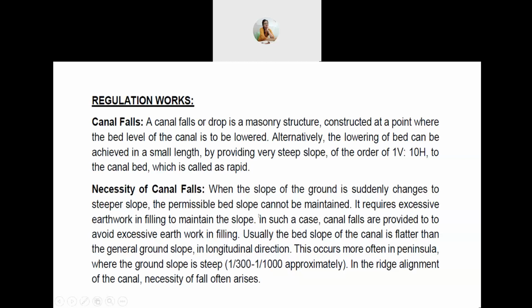Next, necessity of canal falls. Why do we need canal falls? When the slope of the ground suddenly changes to a steeper slope, the permissible bed slope cannot be maintained. It requires excessive earthwork in filling to maintain the slope. So in such a case, canal falls are provided to avoid excessive earthwork in filling. Usually the bed slope of the canal is flatter than the general ground slope, that also in the longitudinal direction. This occurs more often in peninsulas where the ground slope is steep. In the ridge alignment of the canal, the necessity of a fall often arises.